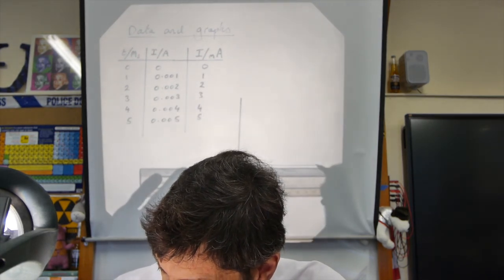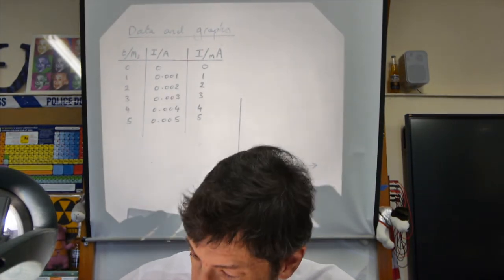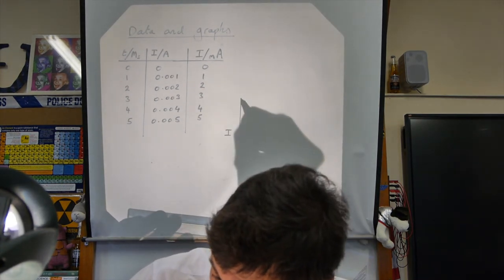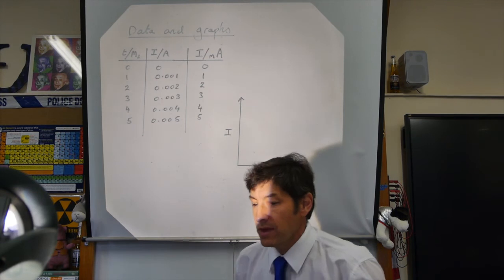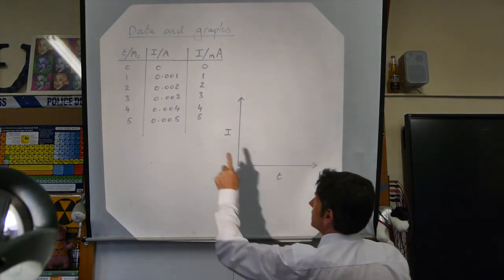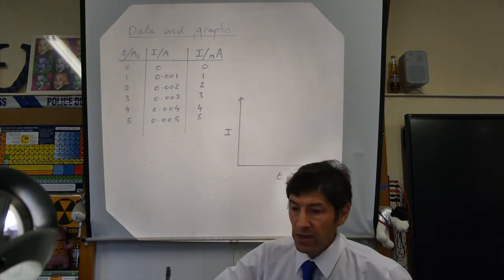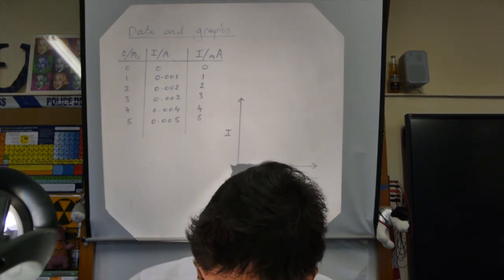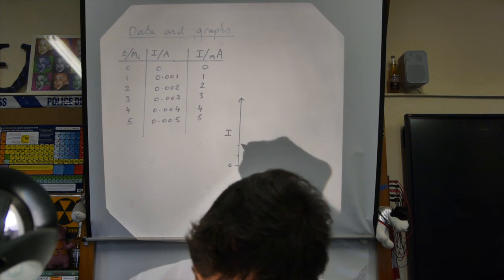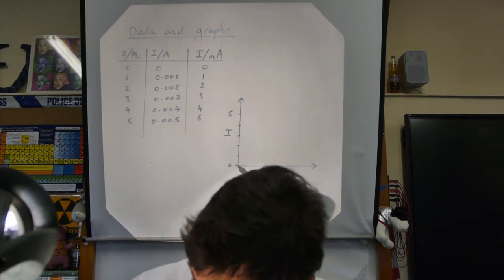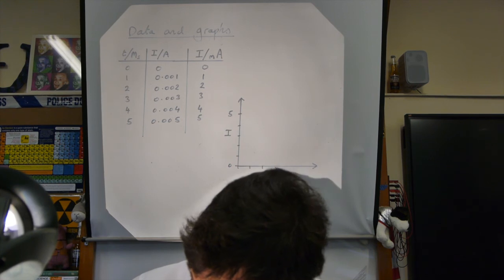We'll put time on the x-axis, and we'll put current on the y-axis. Okay, and then we'll put our scale on. Well, it goes from 0 to 5 and 0 to 5. Oh, that's easy then. So we'll just do this sort of thing. We'll go 0, 1, 2, 3, 4, 5. Okay, and we'll go 0, 1, 2, 3, 4, 5.